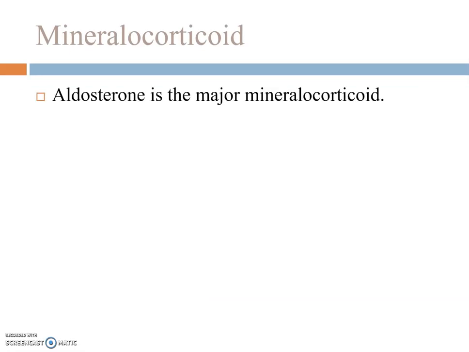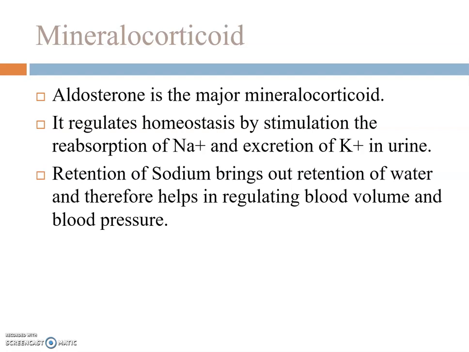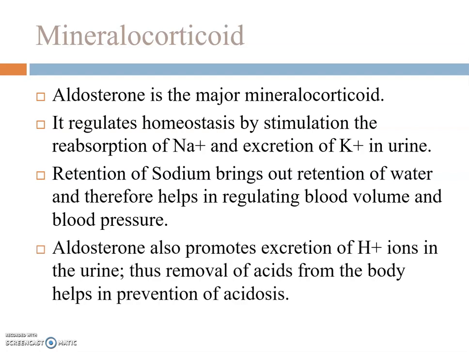Mineralocorticoid. Aldosterone is the major mineralocorticoid. It regulates homeostasis by stimulation of reabsorption of sodium ions and excretion of potassium ions in urine. Retention of sodium ions brings about retention of water and hence helps in regulating blood volume and blood pressure. Aldosterone also promotes excretion of hydrogen ions in the urine. Thus, removal of acids from the body helps in prevention of acidosis.